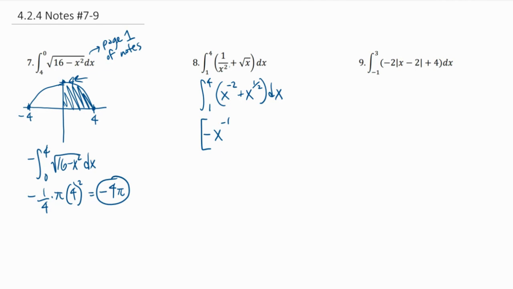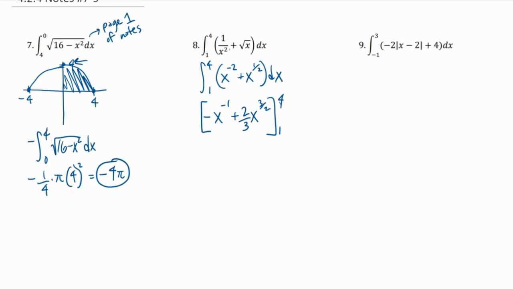So the antiderivative of x to the negative 2 is negative x to the negative 1, and then just double check. If I take the derivative, I get x to the negative 2. Likewise, if I add 1 to the power here, that's going to be x to the 3/2. To undo the 3/2 in front, I have to multiply by 2/3. And then I'm going from 1 to 4. So make sure that your notation is correct here.